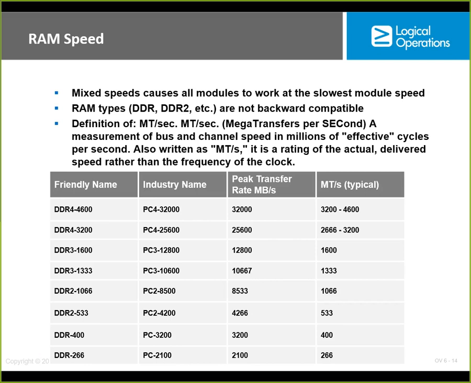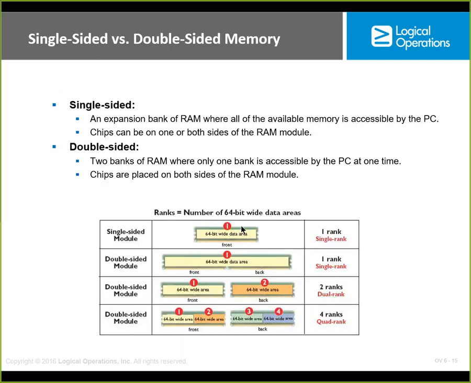Definition of MT per second, mega transfers per second, is a measure of the bus and channel speed in millions of effective cycles per second. The reason I put that in is we have the mega transfers per second rate over here, which is a little different, not a whole lot, but the peak transfer rate. It's a rating of the actual delivered speed rather than the frequency of the clock when you look at those.